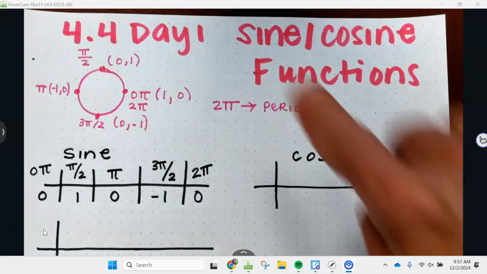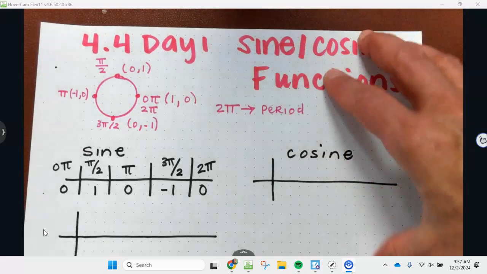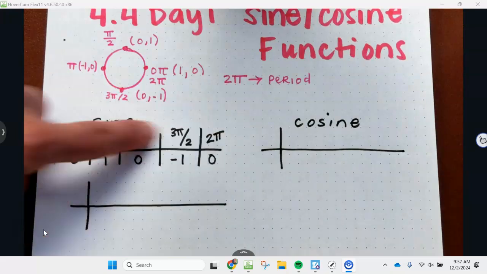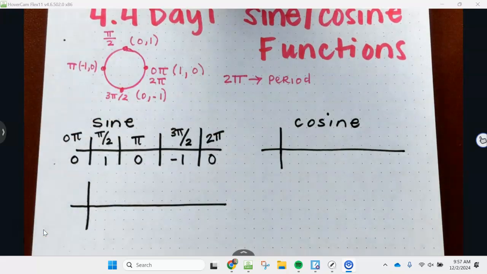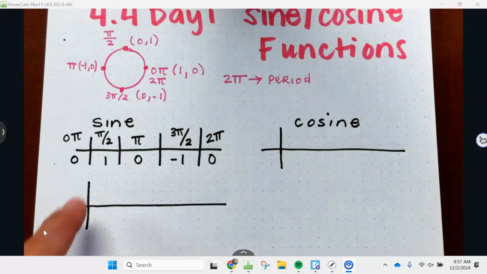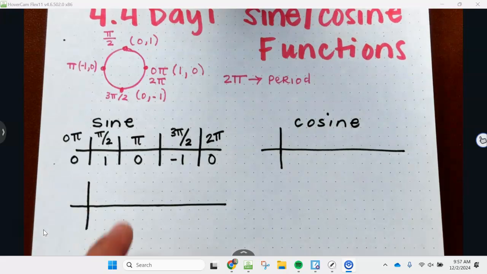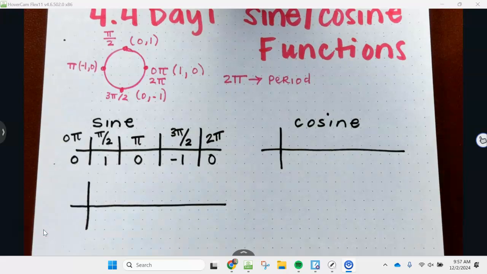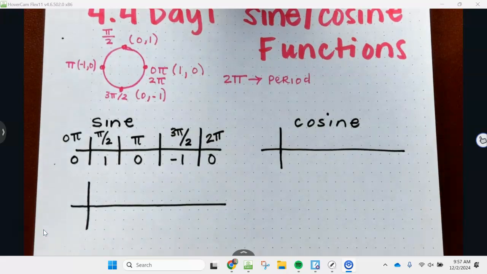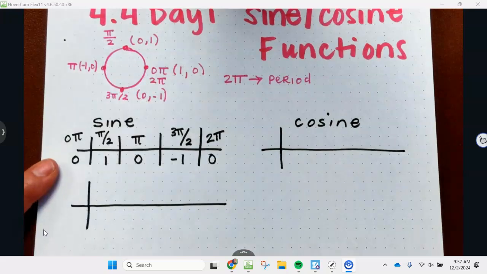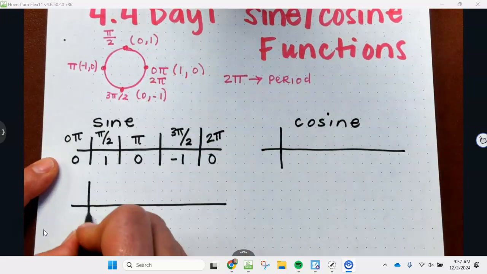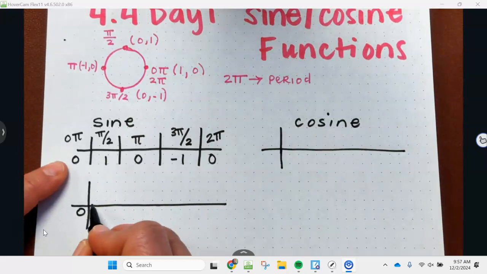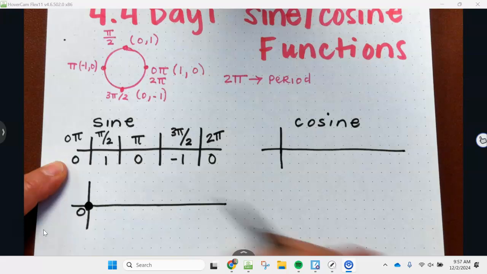If you notice, my x-axis is only focusing on the positive values right here because these pi values are positive. And my y-axis, I drew it kind of short because I really just need to show one place above and one place below. So let's plot these as ordered pairs. I know this is 0 pi right here. And the output is 0, so the graph is going to start right here. I'm going to draw a dot.